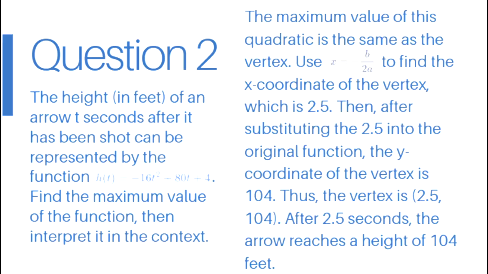The maximum value of this quadratic is the same as the vertex because we know it's going to rise, the arrow is going to go up into the air, and then it's going to fall, so it's going to be a frowny face. Use x equals -b divided by 2a to find the x-coordinate of the vertex, which is 2.5. Then after substituting the 2.5 into the original function, the y-coordinate of the vertex is 104. Thus the vertex is 2.5 and 104. After 2.5 seconds, the arrow reaches a height of 104 feet.